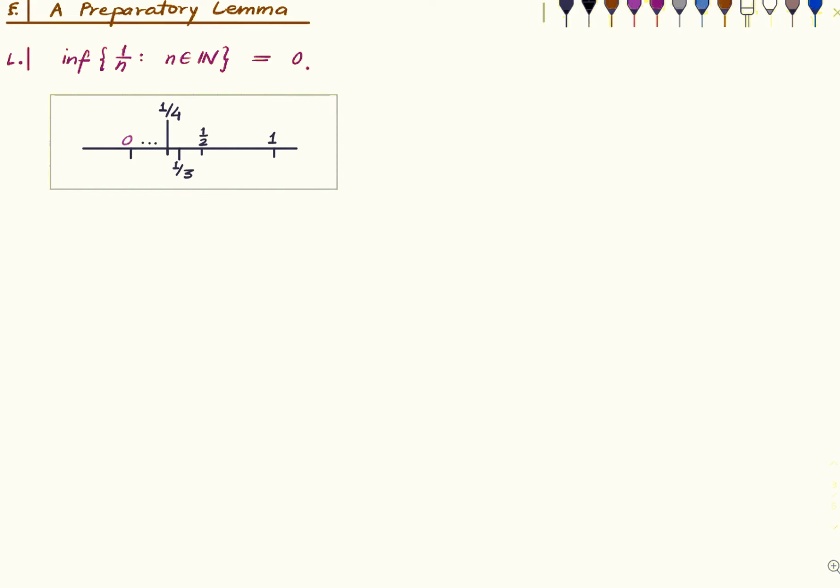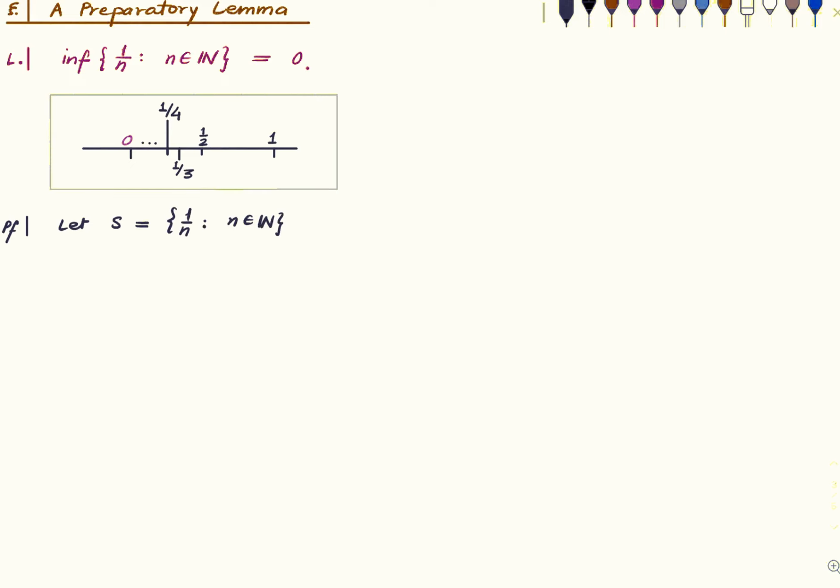Okay, so let's prove this. And the proof is interesting. It's not entirely straightforward. It has an interesting maneuver. So define A as the set whose infimum we want to show is equal to 0.